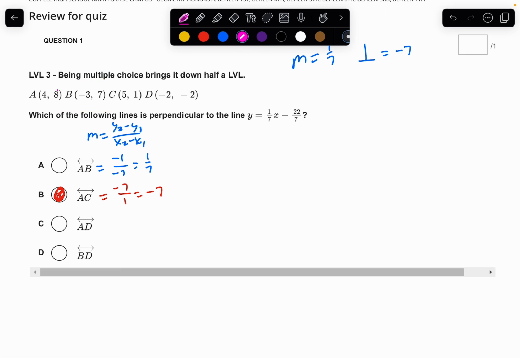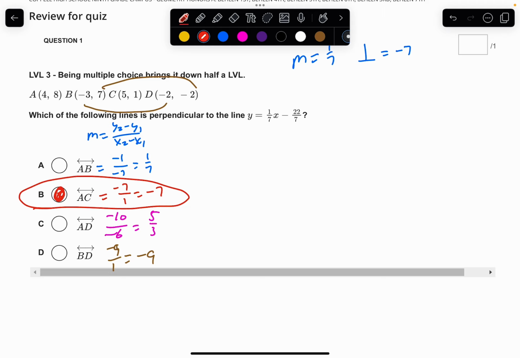A to D would be 8 to -2, which is -10. We're already in bad shape. 4 to -2 would be -6. That would be positive 5/3. Definitely not it. And then lastly, B to D, let's see what we got there. That's -9, and then -3 to -2 would be positive 1, for a slope of -9. So, of course, that's not it. The one we wanted was choice B for sure.